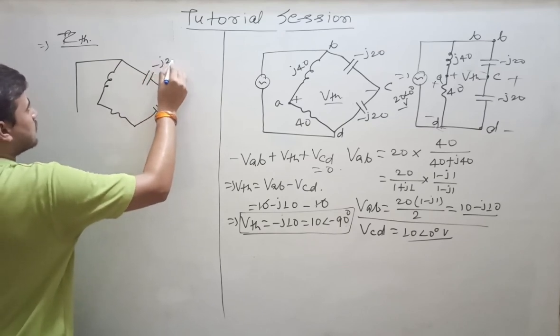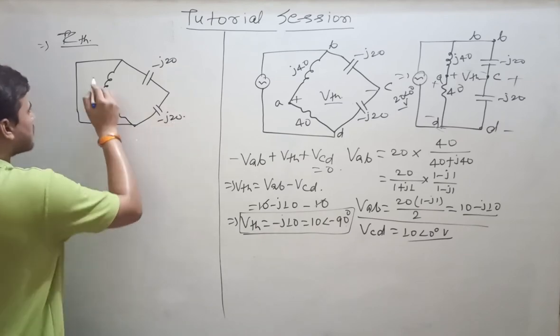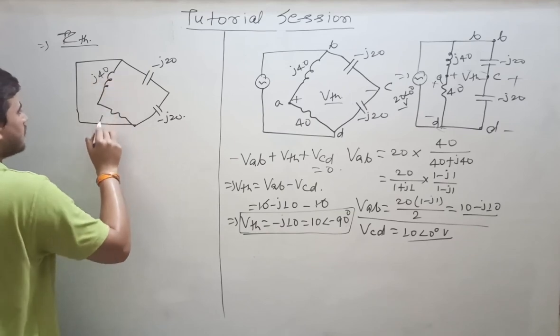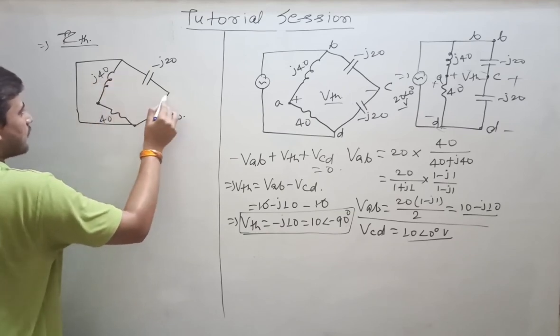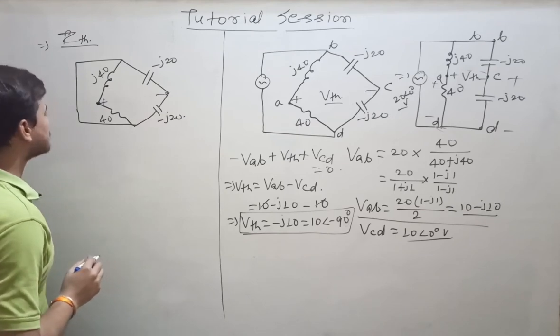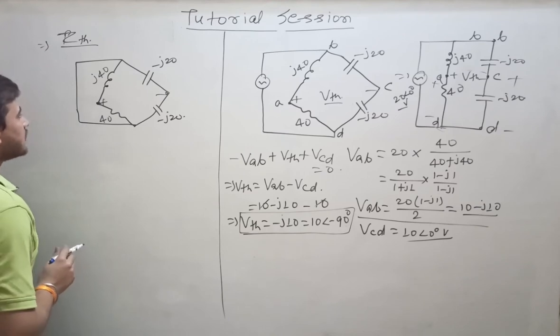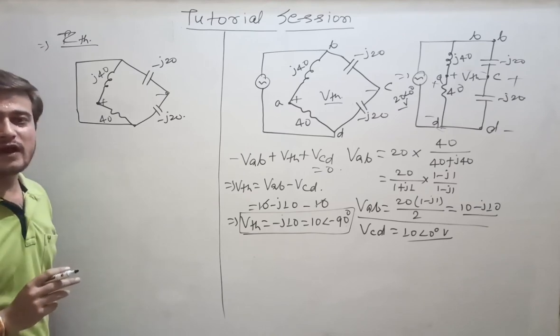Minus J20, here it is short circuited. J40, here it is 40. You have to find resistance across this one. So now again you will have to do one more change in this circuit, then you can easily find ZTH.